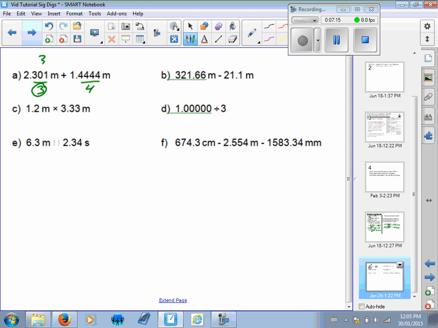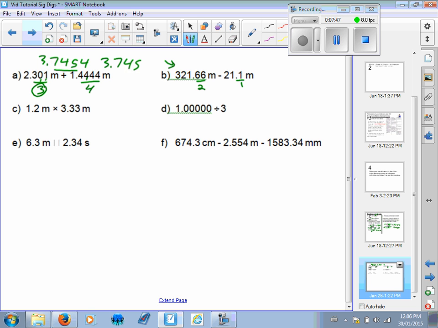Now this one comes out to 3 point. 3 and 4 is 7. 0 and 4 is 4. 1 and 4 is 5. And then there's a 4 afterwards. So 3 digits after the decimal takes us here, so the answer is going to be 3.745. Same rule is going to apply over here. 2 digits after the decimal place, 1 digit after the decimal place, so our answer is going to have 1, the smallest of those numbers.